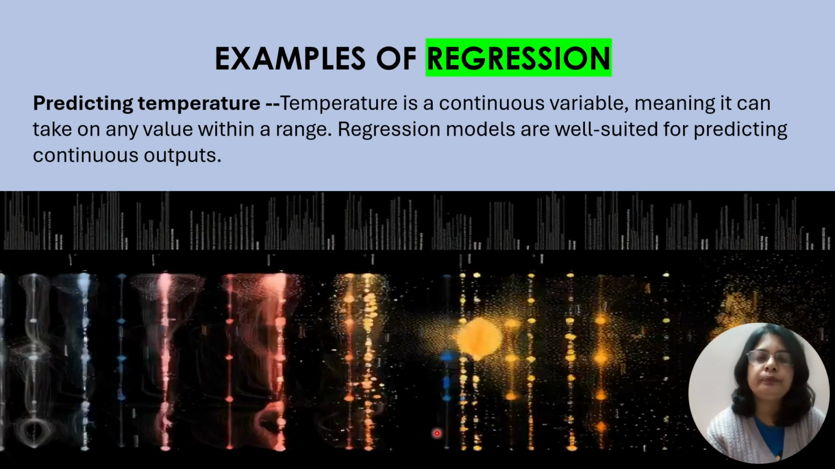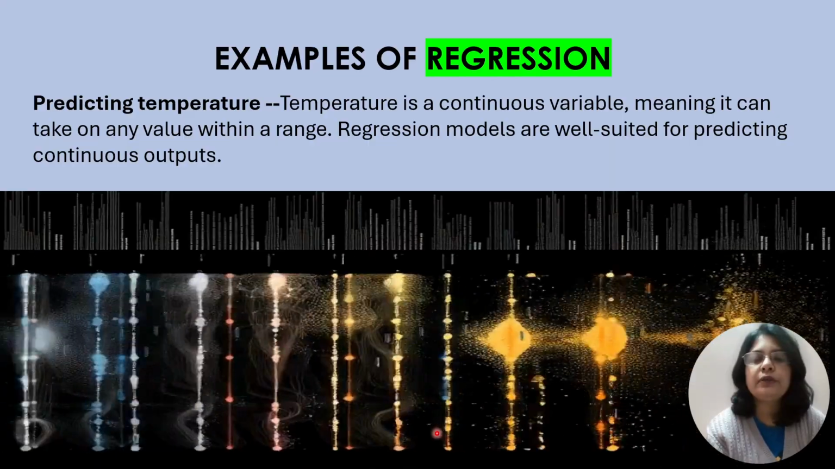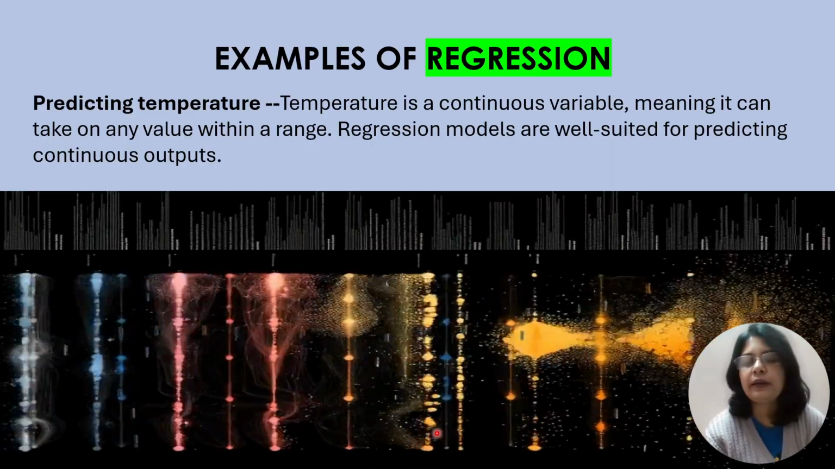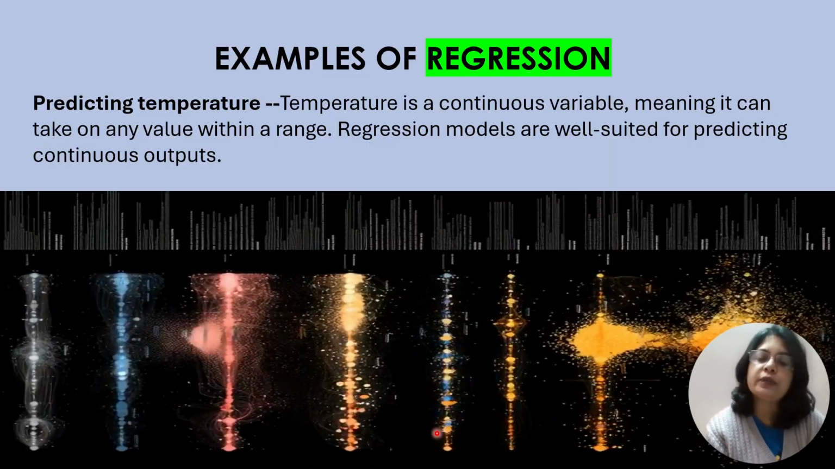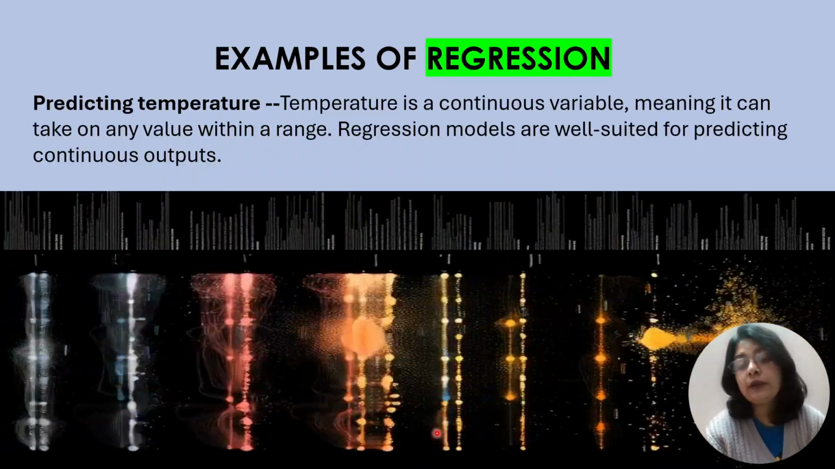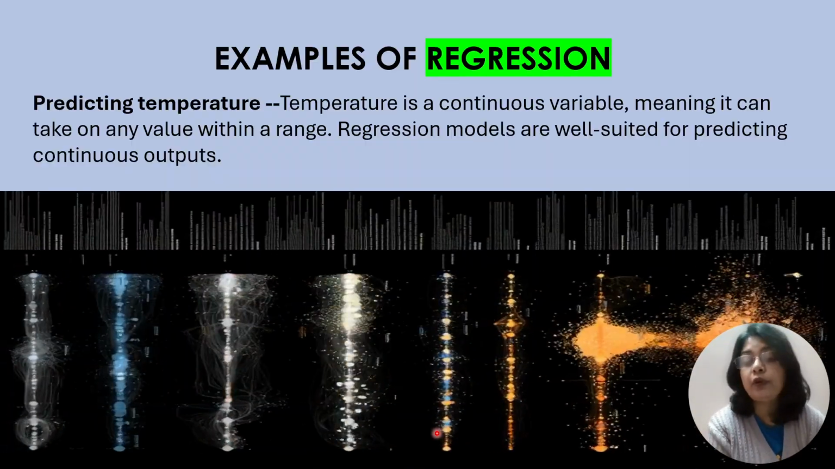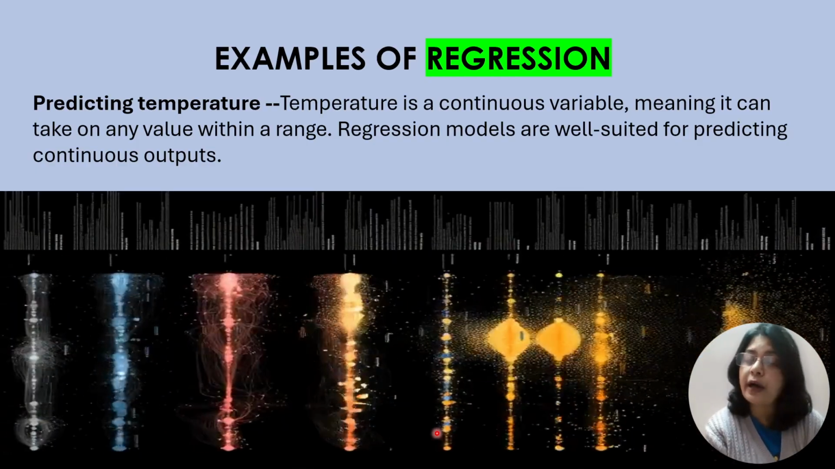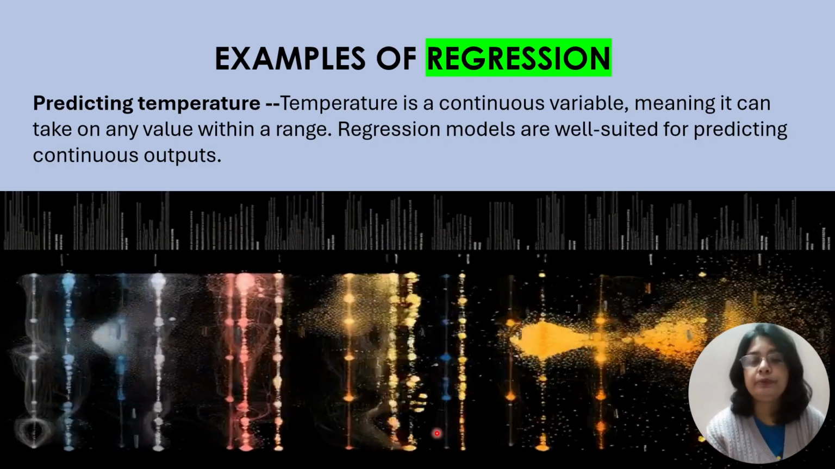Examples of regression. Again, predicting temperature. Any type of prediction you can give as an example. If you are asked for the definition, please end your definition with an example for sure. Whether it's asked or not, you have to give an example.